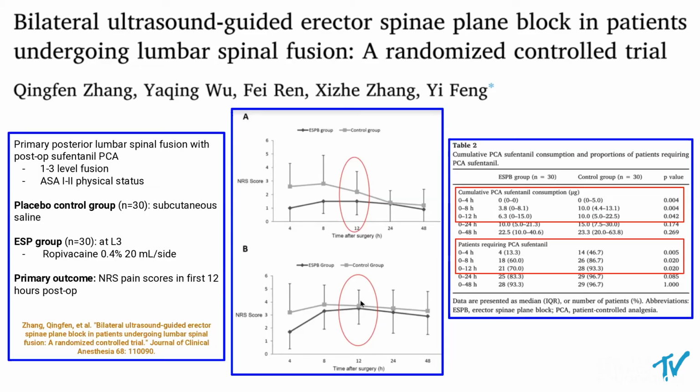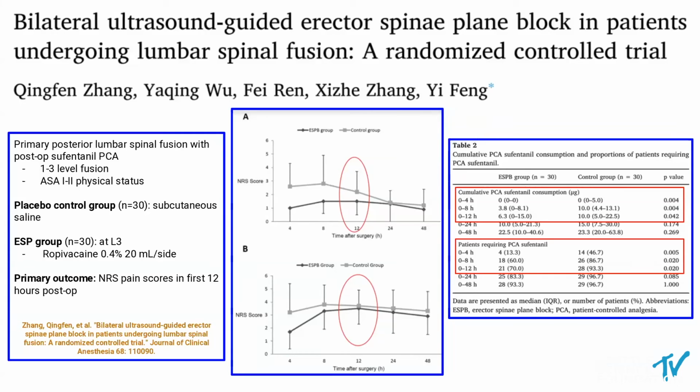If we look at consumption of sufentanil from the PCA, the ESP group had significantly lower PCA opiate consumption in the first 12 hours, and significantly fewer of the ESP group patients were requiring PCA sufentanil in the first 12 hours.